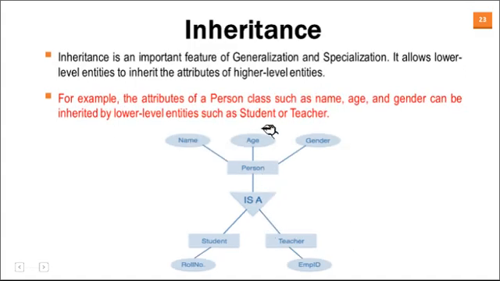Next one is inheritance. It is an important feature of generalization and specialization. It allows lower level entities to inherit the attributes of a higher level entity. It means a person's name, age and gender can be inherited by student, that is a sub-entity, and all of the person's attributes can be inherited by teacher, that is also a sub-entity.